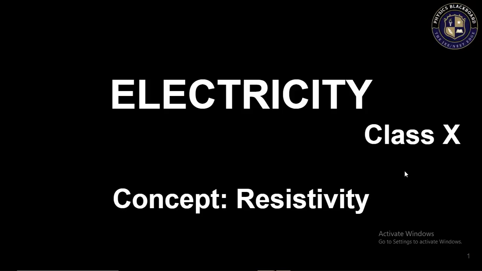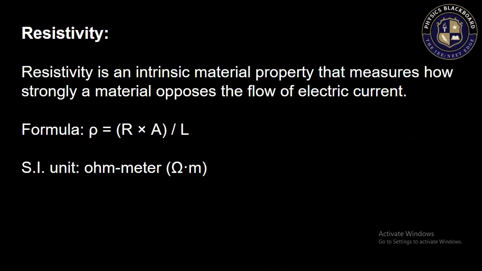In this class, we will learn about the concept of resistivity from the chapter Electricity, class 10. When it comes to the definition of resistivity, it is very similar to resistance. Here you can see that resistivity is an intrinsic material property. I will tell you what this intrinsic material property means. It measures how strongly a material opposes the flow of electric current, right?